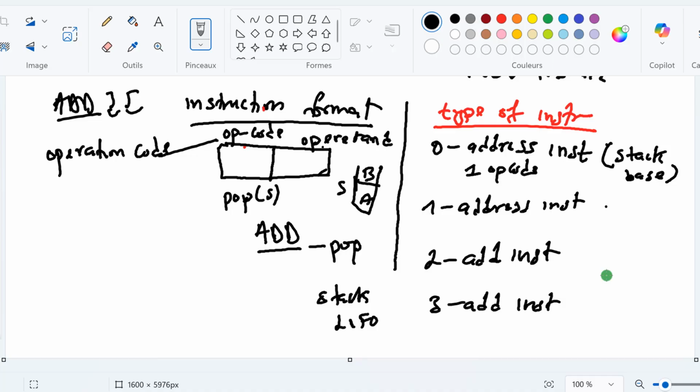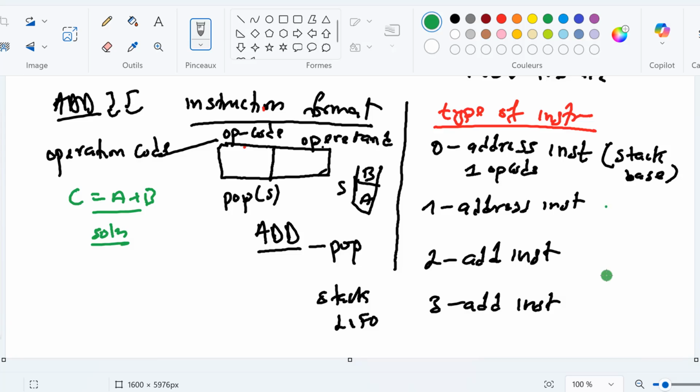Now let me take another example. They can ask you to represent the instruction C equals A plus B in assembly language using zero address instruction. This is a simple question. This is how they can ask it: represent this using zero address instruction in assembly language. To do the solution, what are you going to do here?